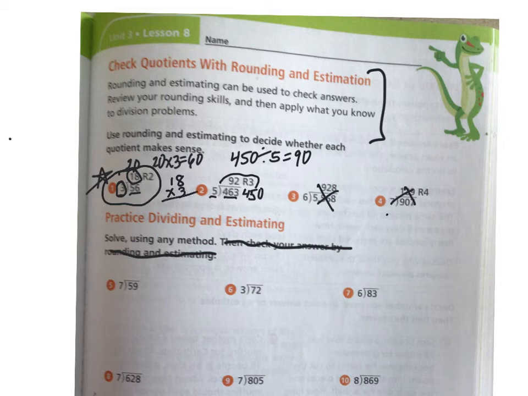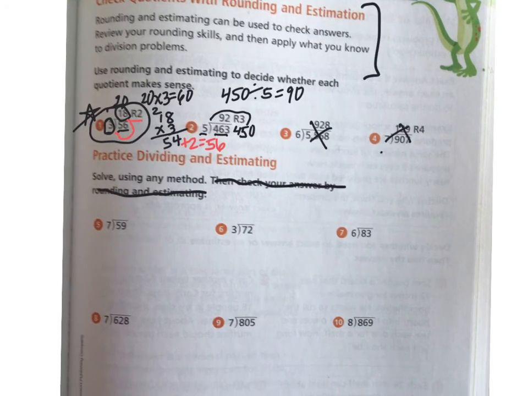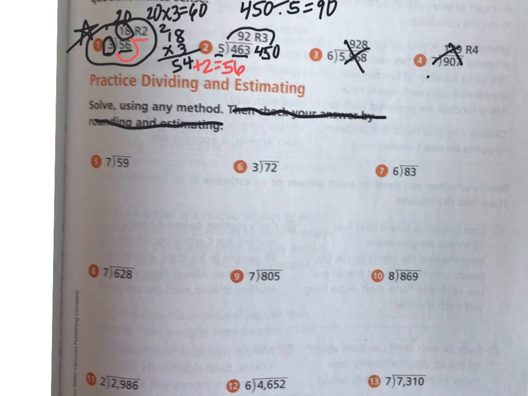3 times 8, 24. 3 times 1 is 3. Plus 2 is 5, so I have 54. If I take that 54 and I add my remainder, which was 2, 54 plus 2 equals 56. And then I know that I got that one right because I have 56 under the house. And I can show you one more when we go down here to do it too, how that works.